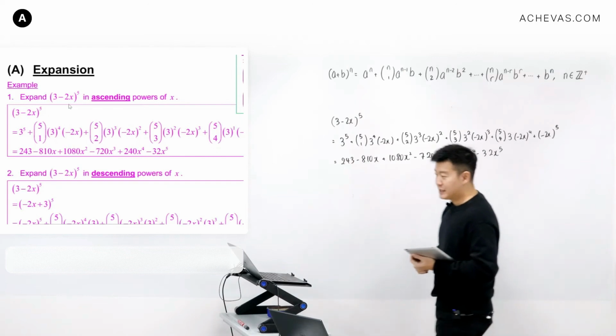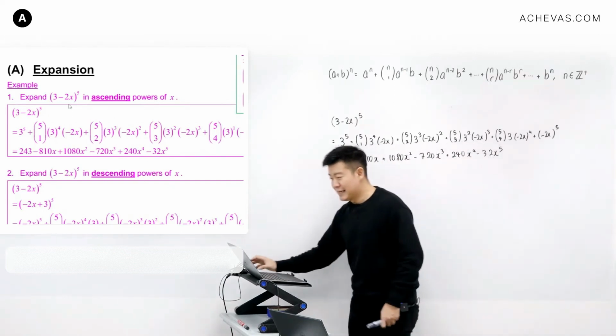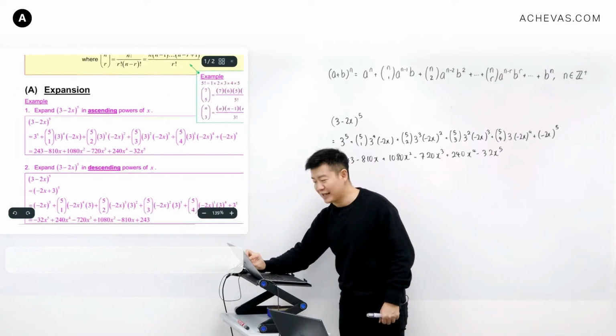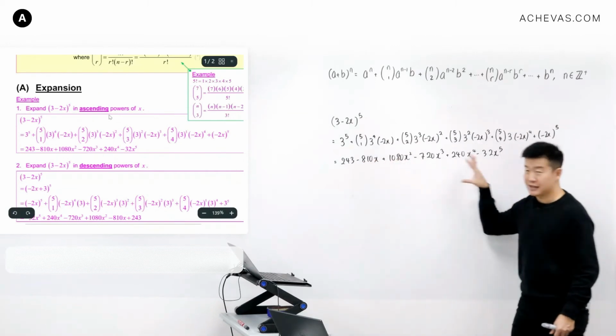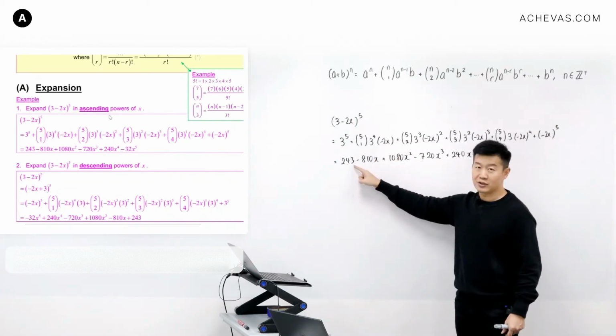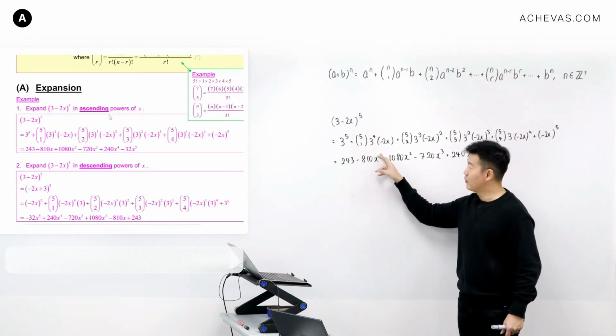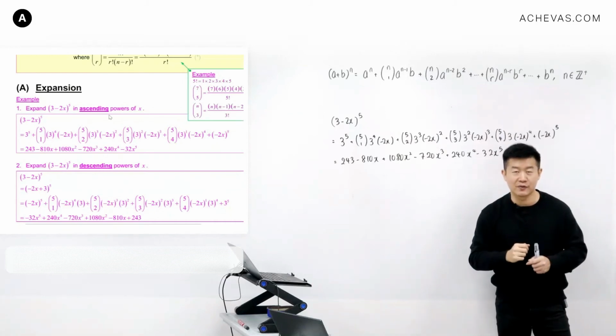I've missed out some details as I try to describe to you about this question, which is asking us, can we try to expand this in ascending powers of x? So is this in ascending powers of x? Yes, it is, because it is going to be x to the power of 0, x to the power of 1, 2, 3, 4, 5. It is in ascending powers of x.